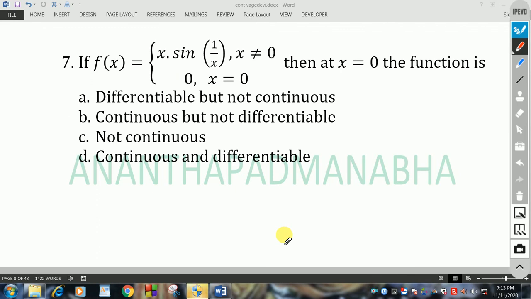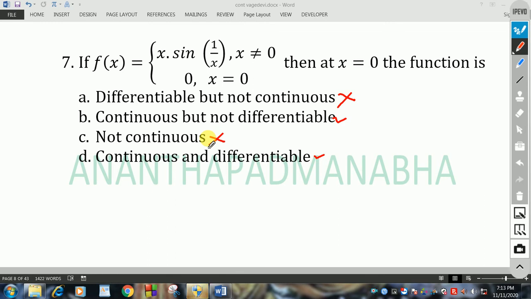Now I have to check for the differentiability of the given function. So clearly it is continuous now. In the options, option A says differentiable but not continuous, but the function is continuous, so option A is not correct. Continuous but not differentiable, and continuous and differentiable. So either option B or option D will be the answer, because we have seen that the function is continuous.